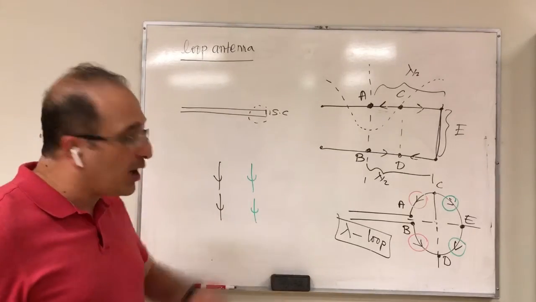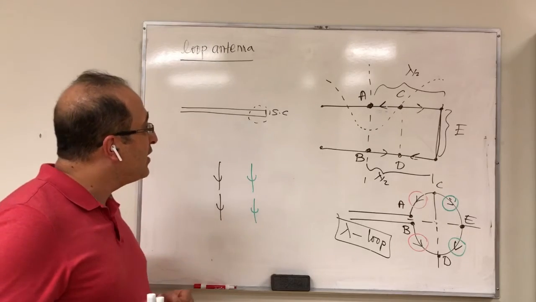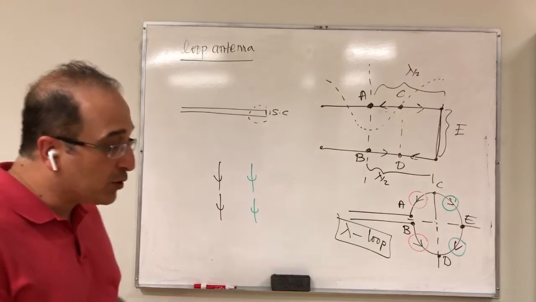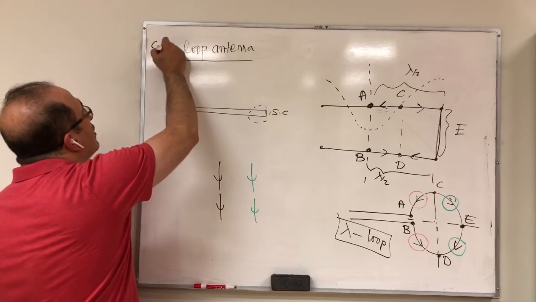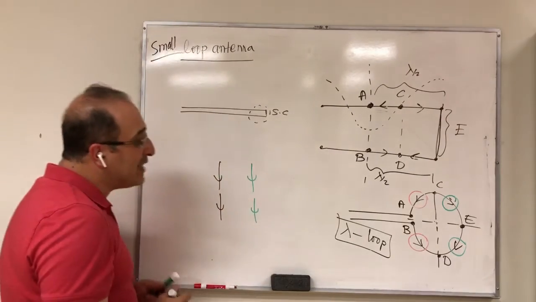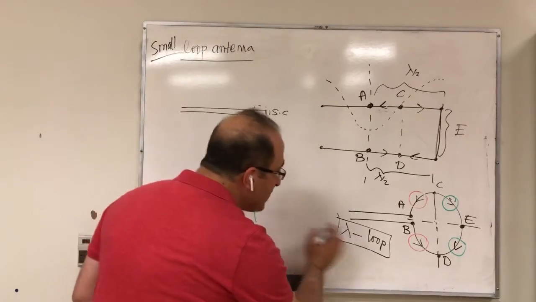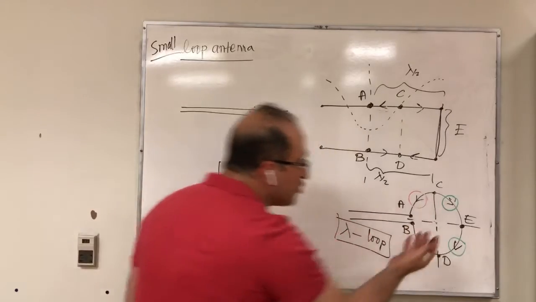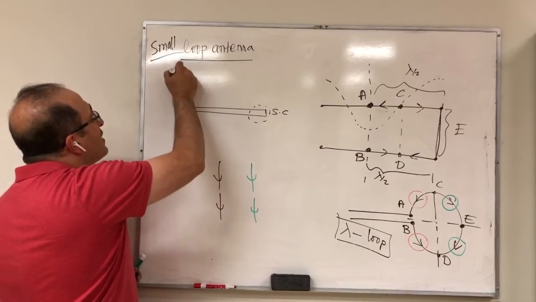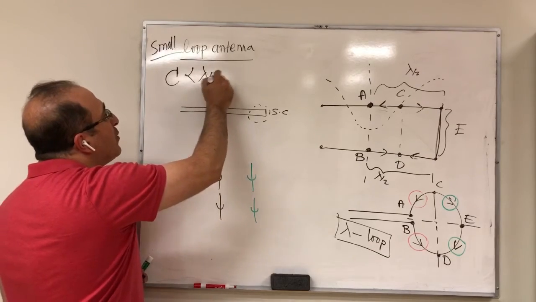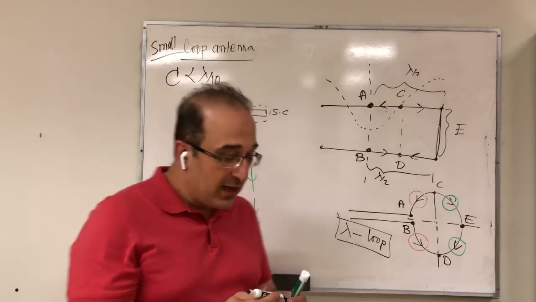So the small loop is not as nice as this one, but it is still an important thing, and we're going to learn about that. So the one that I'm going to focus on here is a small loop antenna. Small is with respect to circumference. The circumference here is 1 lambda, so this is not small. A small loop means circumference C less than lambda by 10. So we want it to be small compared to wavelength.